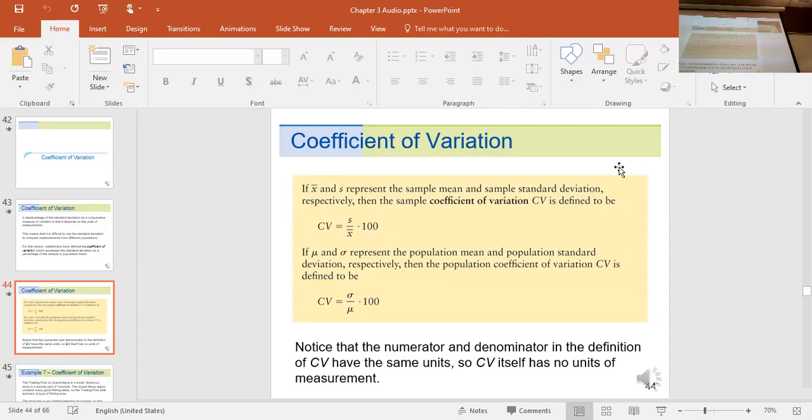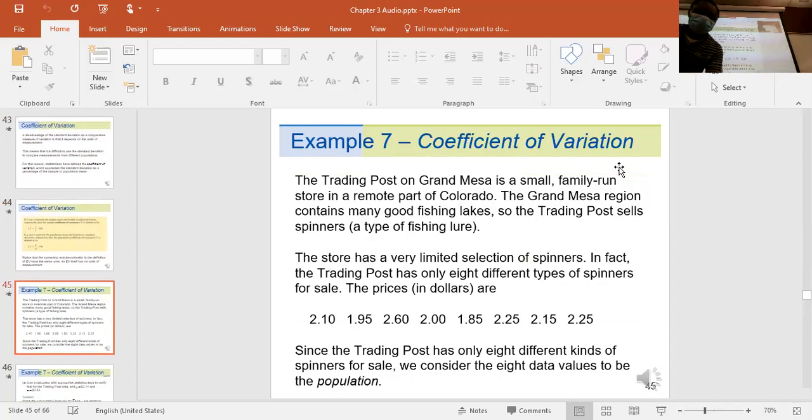For example, let's look at this example. The trading post on Grand Mesa is a small family-run store in a remote part of Colorado. The Grand Mesa region contains many good fishing lakes, so the trading post sells spinners, a type of fishing lure. The store has a limited selection of spinners. In fact, the trading post has only 8 different types of spinners for sale.